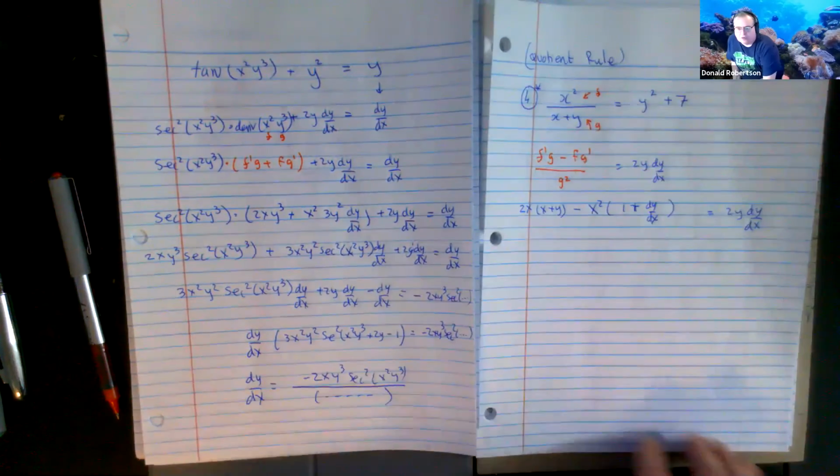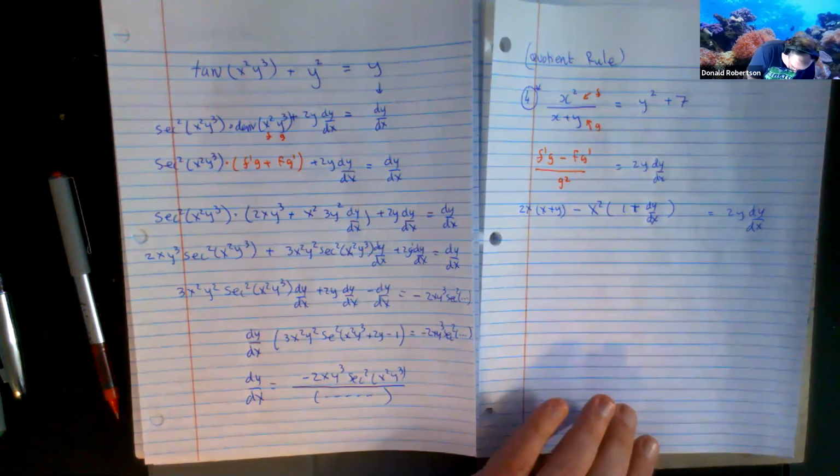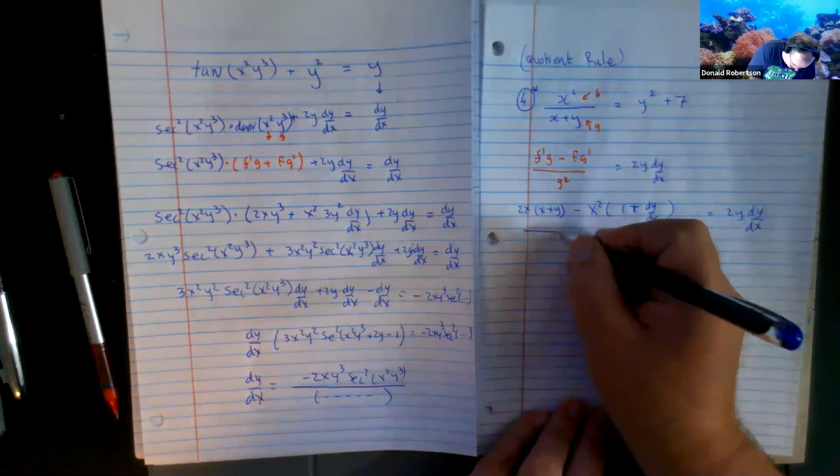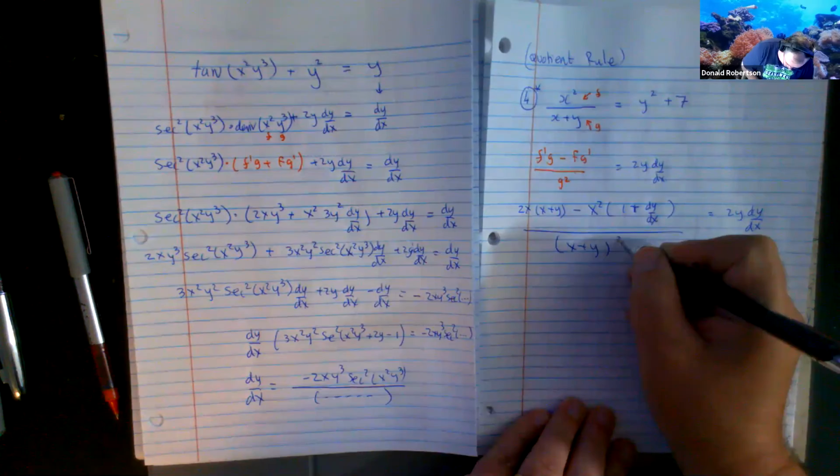Are we getting a little bit more comfortable about if you differentiate a y? Remember, there's a dy by dx tagged on at the end, even when it's just y. Technically, it's 1 dy by dx. Oh, and the whole thing is over x plus y squared.